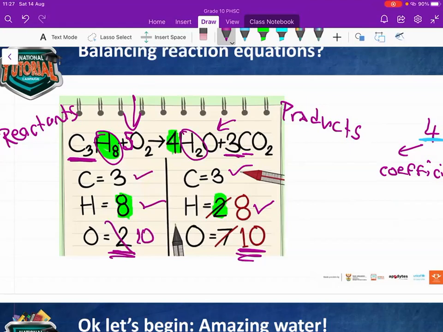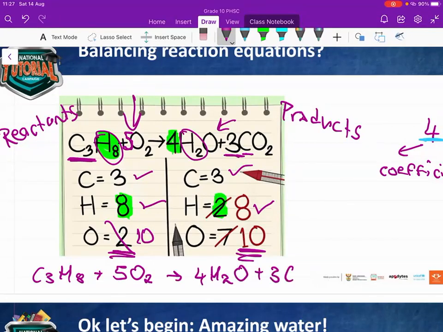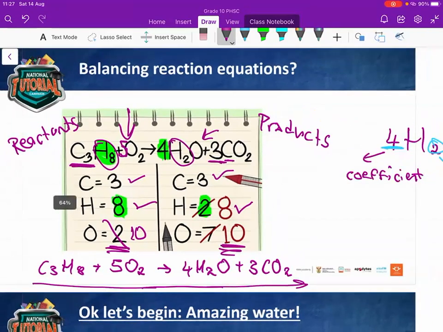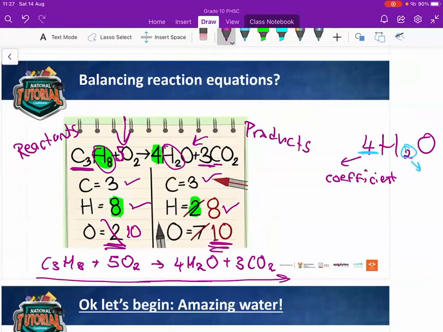So my final equation will be C3H8 plus 5O2 gives you 4 H2O plus 3 CO2. And that would be my final balanced equation. So it's very important to have balanced equations when we are dealing with chemistry and chemical reactions.